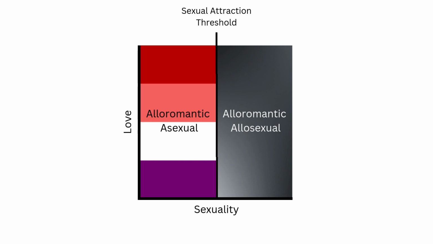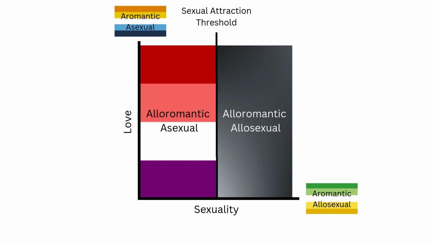I'm using each identity's pride flag to show where they would go on the spectrum. If you're wondering why the alloromantic allosexual portion is grayed out, it's because alloromantic allosexuals do not have a pride flag. Now we can see all four of the identities that we've talked about represented on the model. Notice that these four identities together encompass every possible combination of romantic and sexual identity.